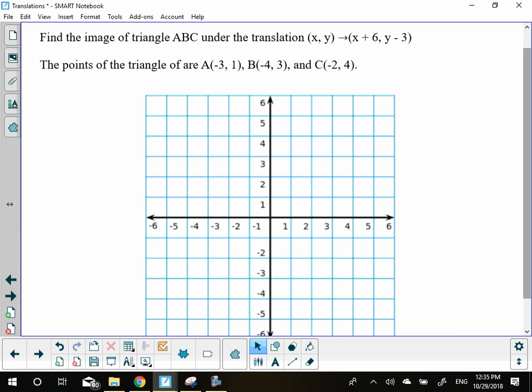And it tells us the points of the triangle originally, so we'll write those down. We got a point at (-3, 1), so 3 left, 1 up. Label that A. I got a point at (-4, 3), 4 left, 3 up. Label that one B. And I got a point at (-2, 4), 2 left, 4 up. I'll label that point C. And it tells us this is a triangle, so I'm going to connect the points to make a triangle out of this.